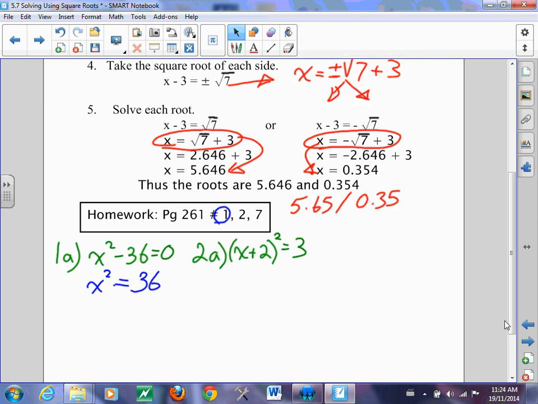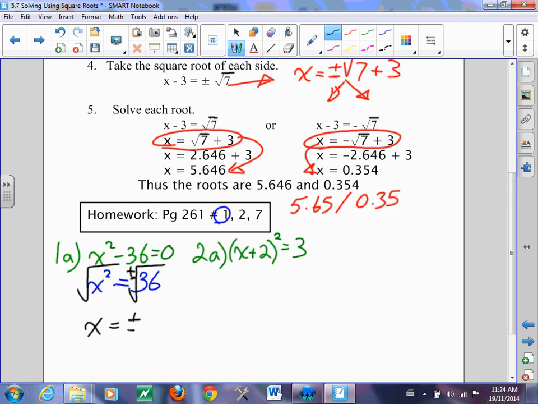Now to get x by itself, you take the square root of it, and whatever you do to one side, you do to the other, and you put a plus or minus. So x equals plus or minus, what's the square root of 36? It is 6. So your answers are plus or minus 6, or x equals 6, and x equals negative 6.